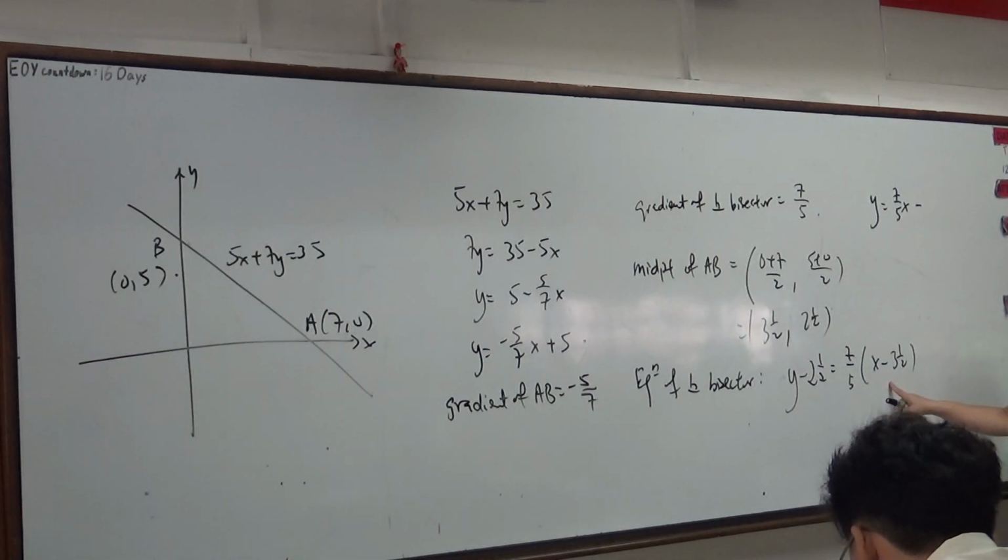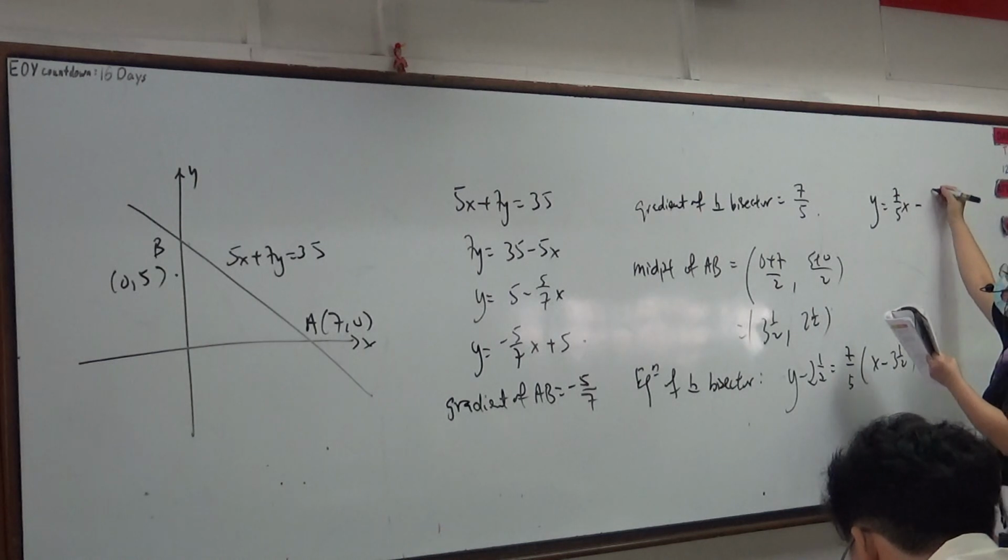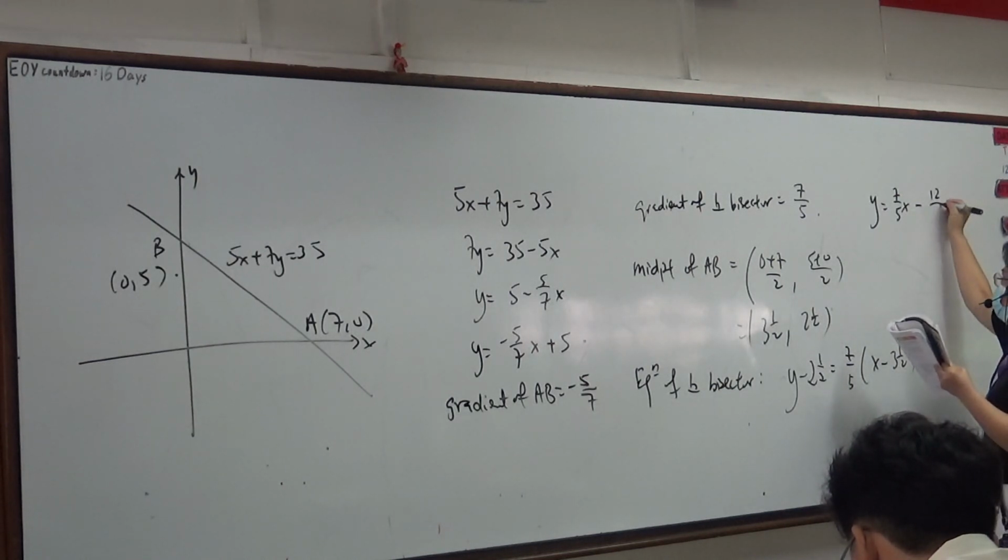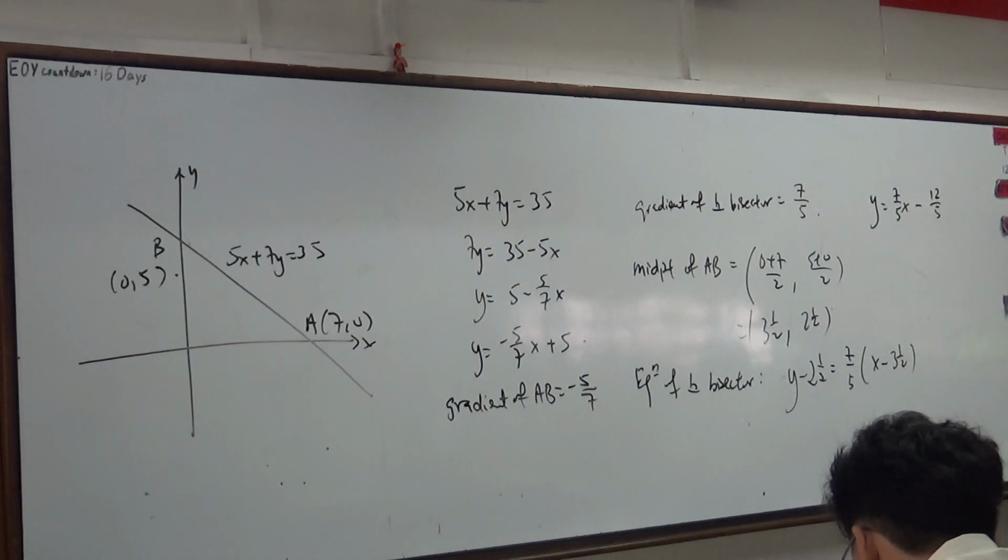Can you take this times negative 3.5? Then plus 2.5, what is it? Negative what? I want an improper fraction. 12/5, right? Correct? Yes or no? Now, after you get this, do you live happily ever after?